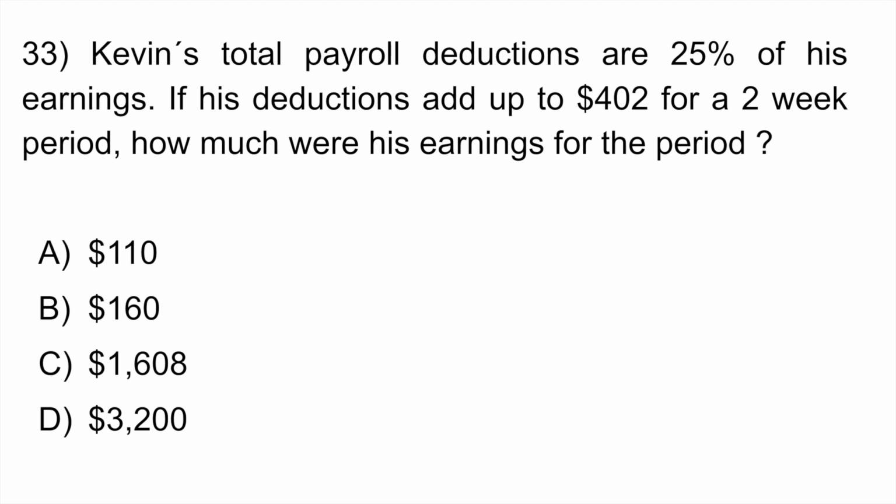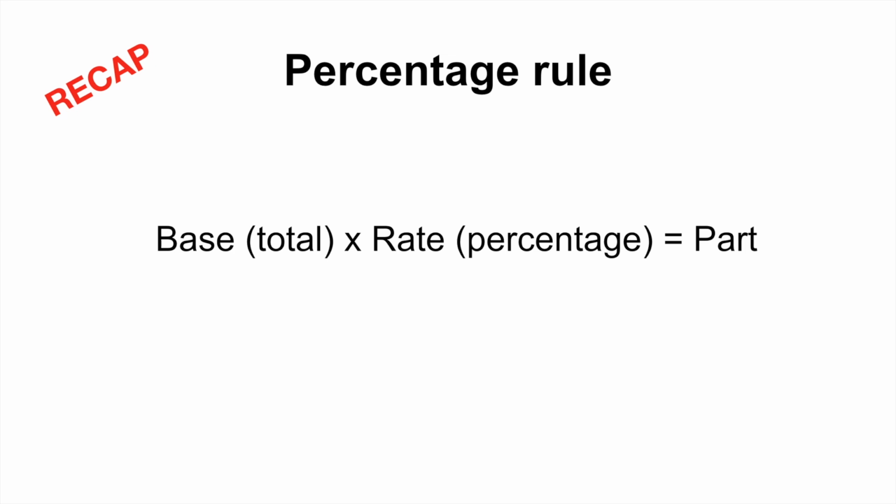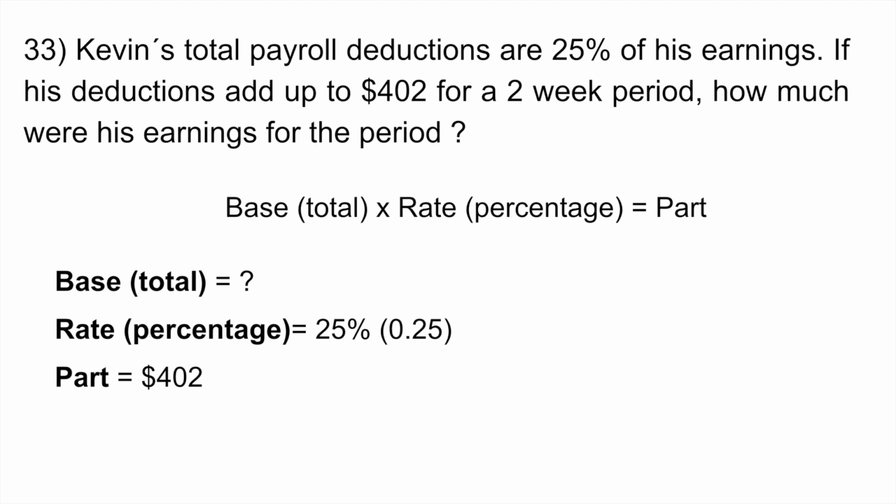Okay, so this question is also pretty straightforward if you know this percentage rule, which we already spoke about before. Memorize this formula, guys. It's going to make your life so much easier. The base, or the total, multiplied by the rate, or the percentage, is equal to the part. In this case, they're asking us what were his total earnings? So what was his base? And they give us the rate, or the percentage, which is 25%, or 0.25 in decimals, and then they give us the part, the deductions that he got from his payroll.